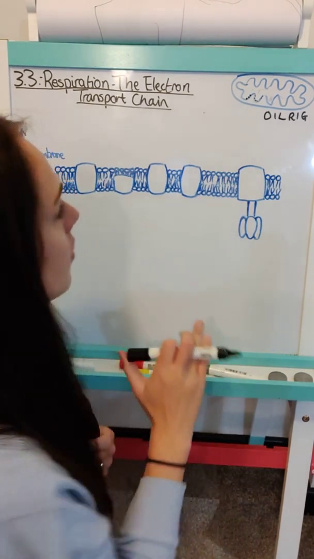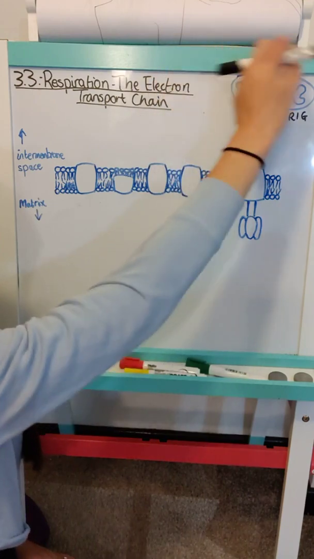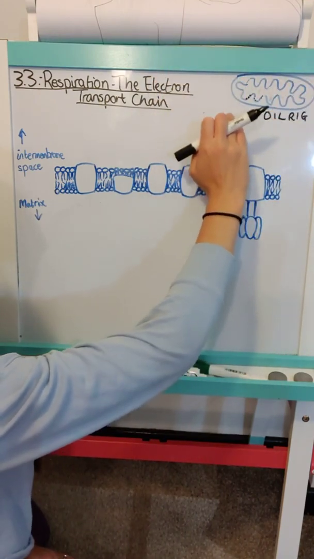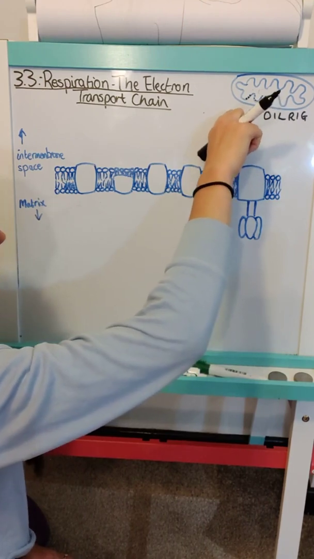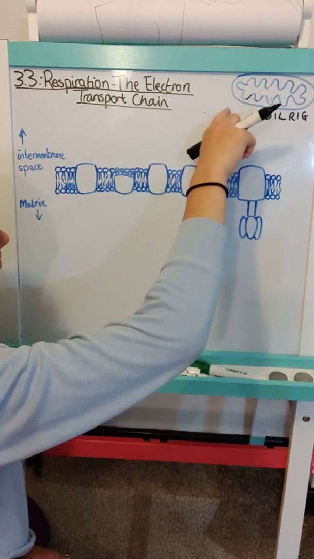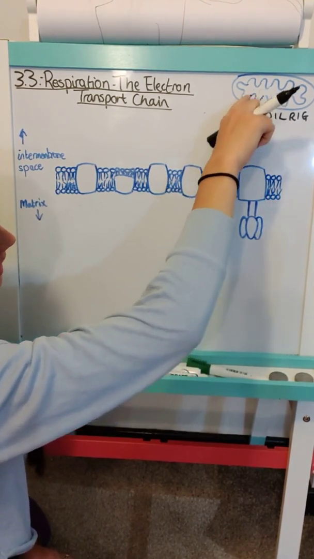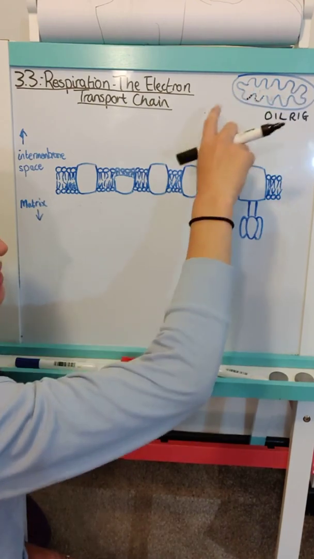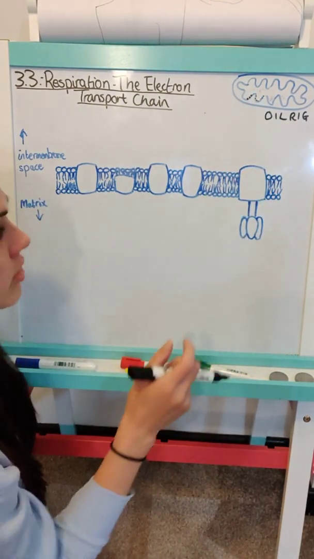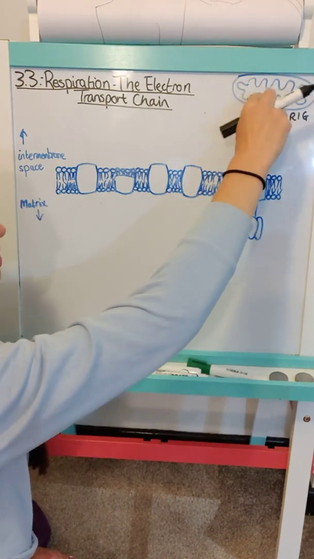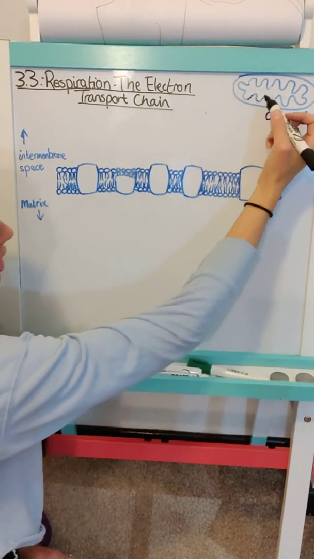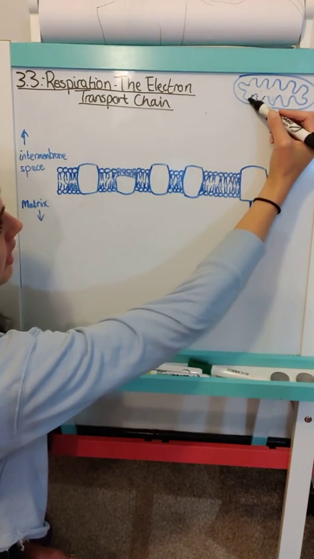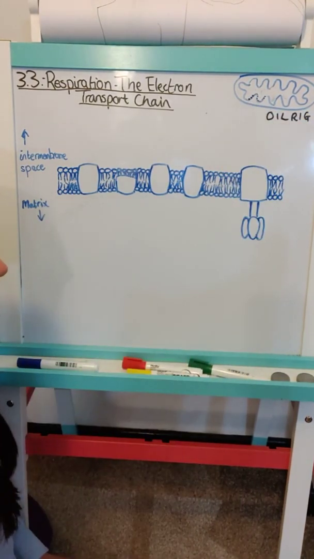So if you were inside the cell, the glycolysis has taken place in the cytoplasm, then into the link reaction, the pyruvate from the glycolysis moves into the mitochondrial matrix, the link reaction takes place in the mitochondrial matrix, and then the Krebs cycle takes place in the matrix as well. Then we are here now on the inner membrane of the mitochondria.